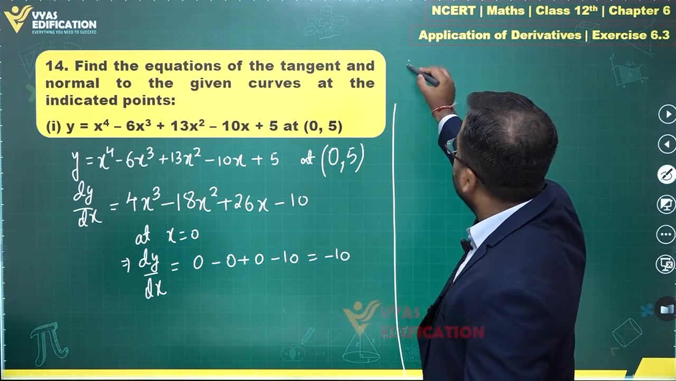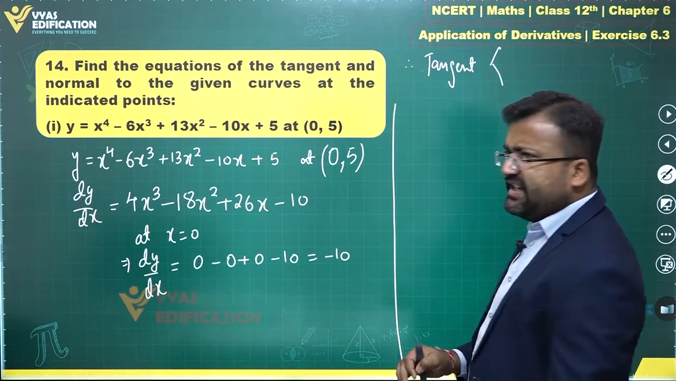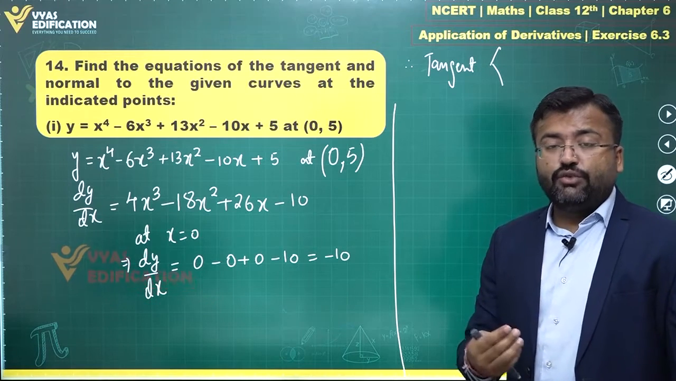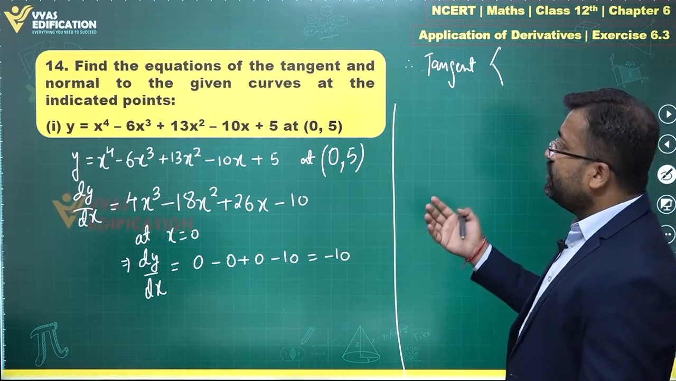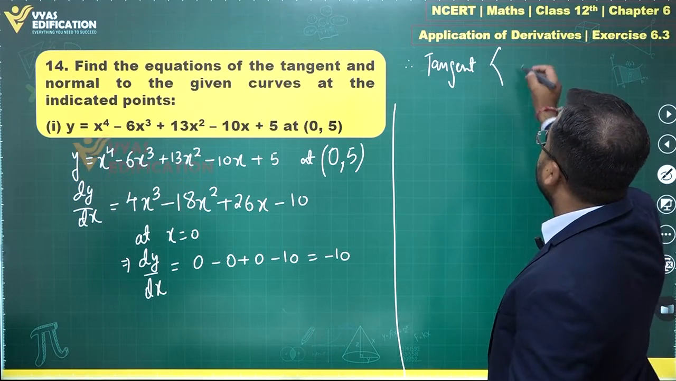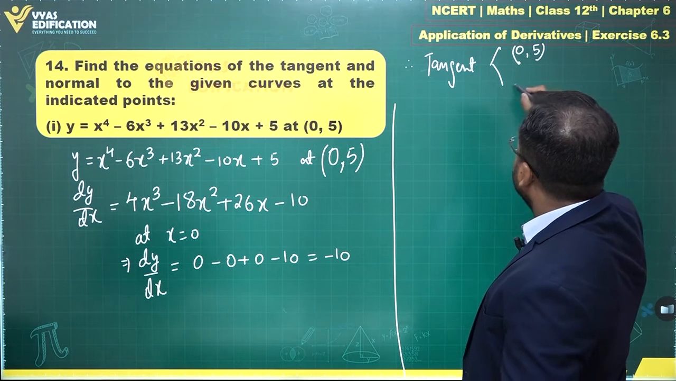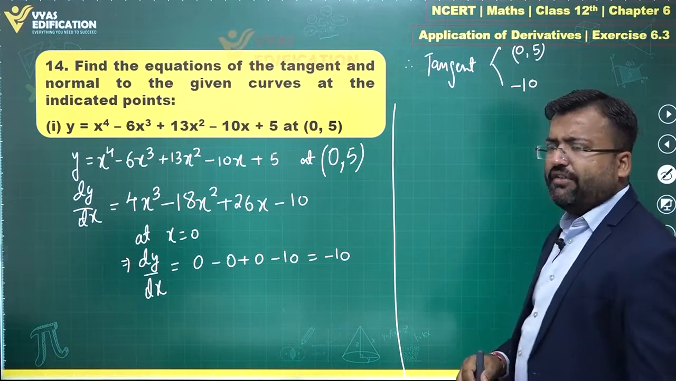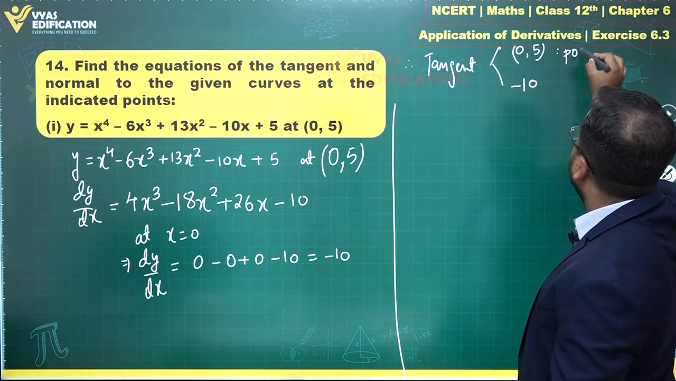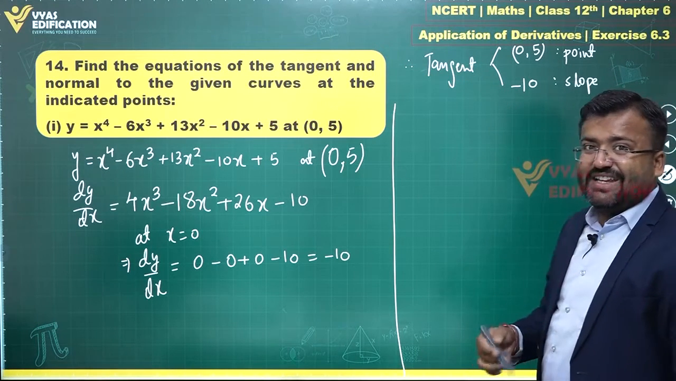Therefore, for the tangent, we needed two things. For finding the equation of any line, we need two things. The tangent is also a line. We need maybe 2 points or a point and a slope, and we have obtained that. (0, 5) is the point and minus 10 is the slope. This is the point and this is the slope. On the basis of these two, I can easily find the equation.